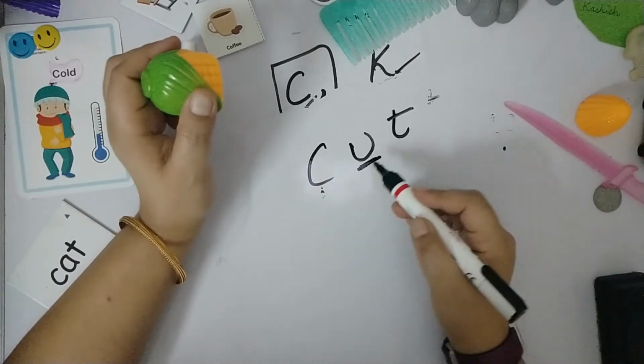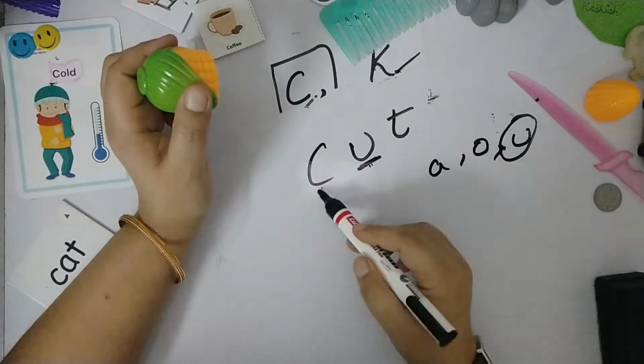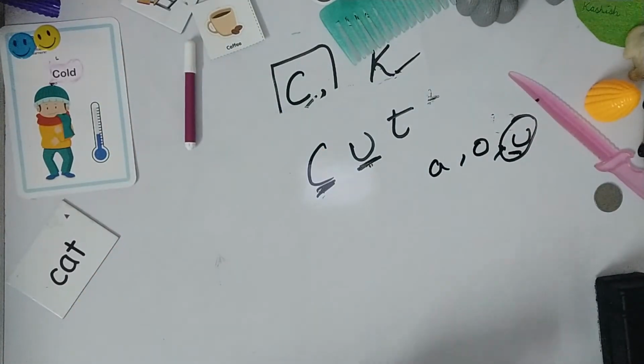So here k sound is followed by vowel U. So A, O and U. Here k sound is followed by U. So that's why we have used letter C here.